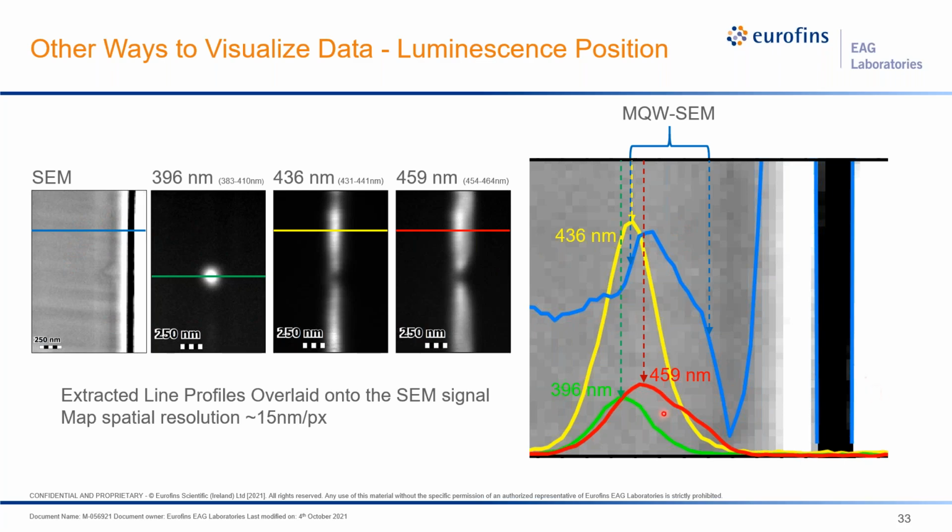So we can then overlay all of these, and then you can sort of see where the maximum of these emissions are occurring relative to the multi-quantum well. So you can see that this blue shifted 396 emission is actually deeper in the sample than either of the 436 or 459. And then you can see this tail of 459, how it proceeds towards the surface as well.